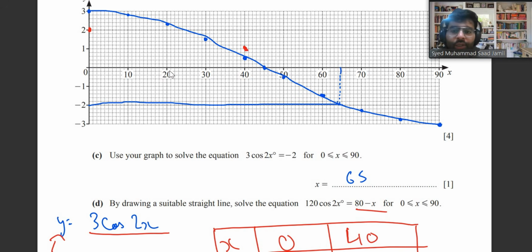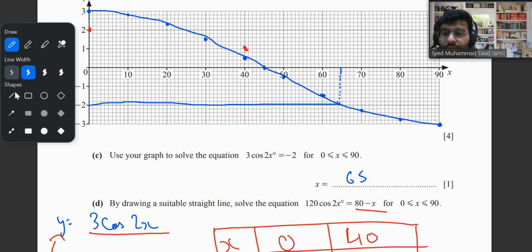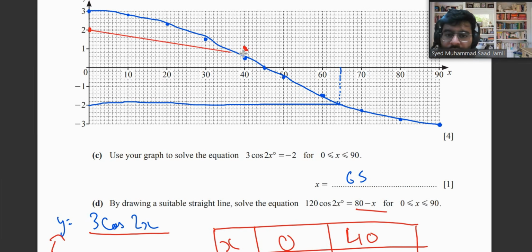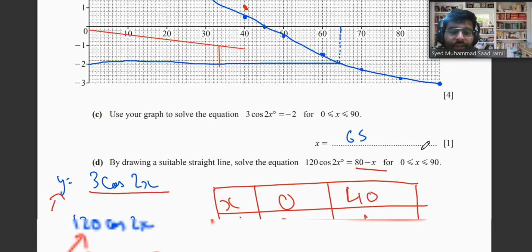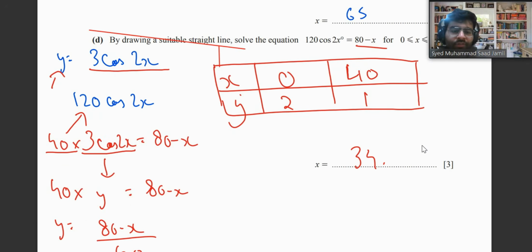Now what I'll do, I'll join these two points together like this. And look, where is it intercepting? It's intercepting somewhere around here, which is 30, 31, 32, 33, 34 something, 34.5 maybe. So I'll write 34. So there is a particular range and 34 is the acceptable answer. So this is how you have to solve this question.